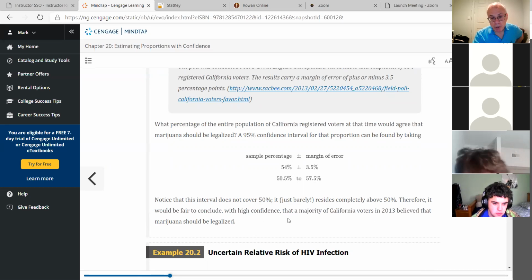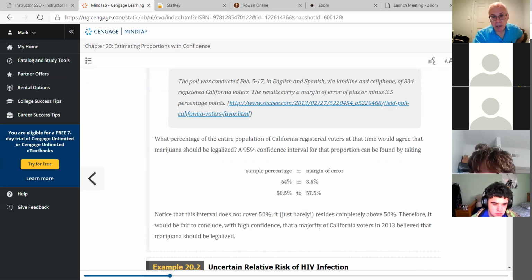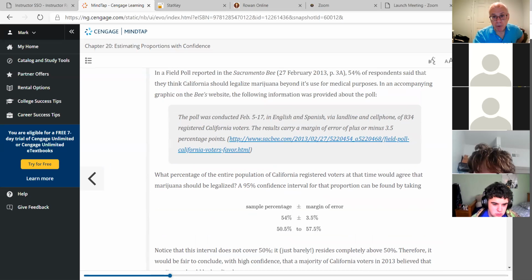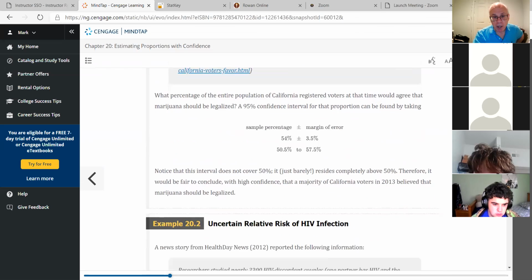Now, it is possible that you do another sample of size 834, and you come up with a confidence interval where the left endpoint is lower than 0.5, or lower than 50%. Then you can't make a statement like that, because it is possible that less than a majority believe that it should be legalized.